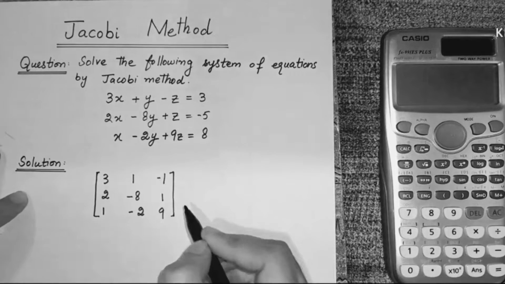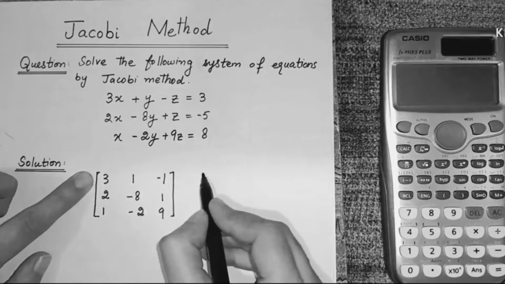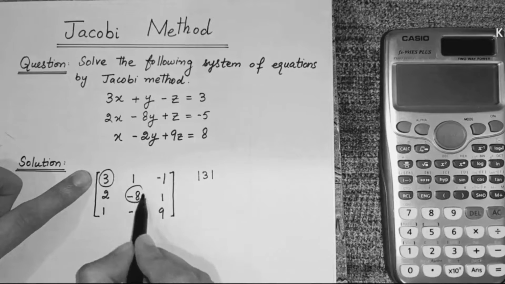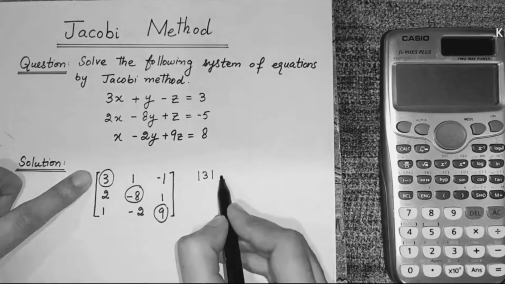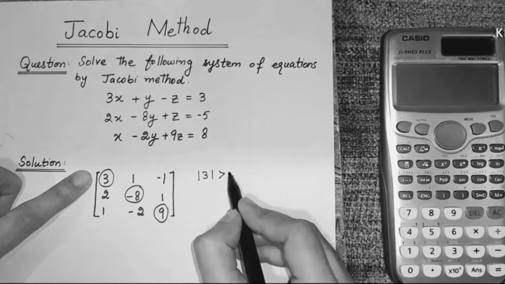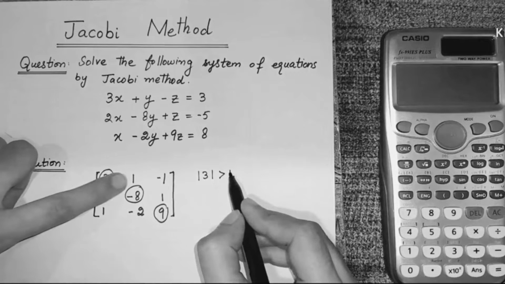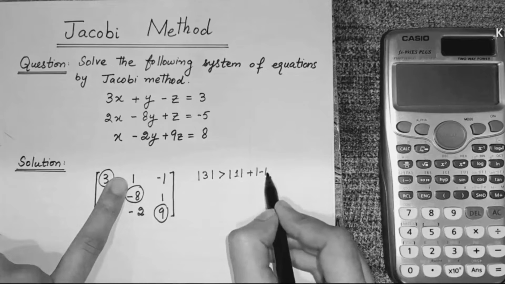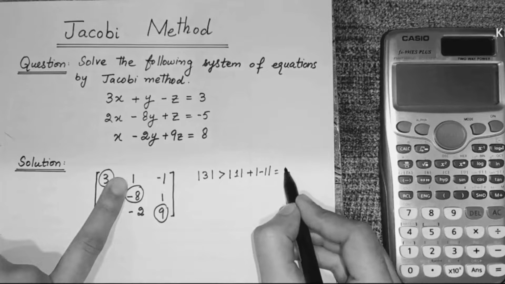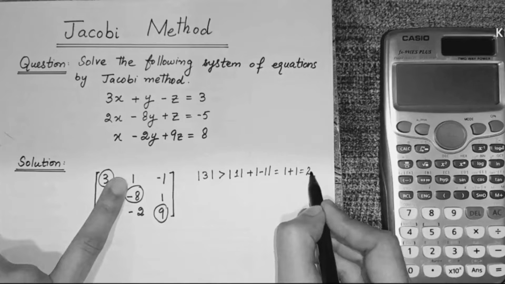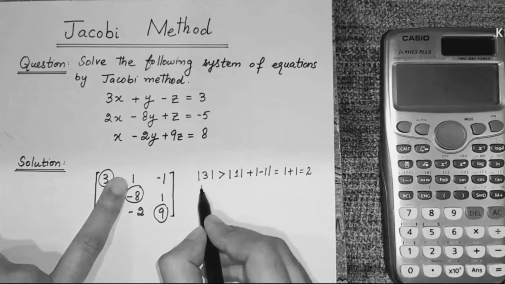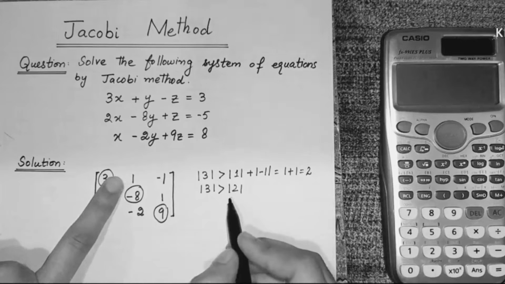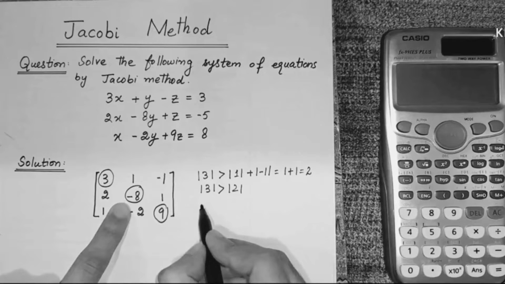Our system will be strictly diagonally dominant when the absolute value of these diagonal elements, this one and this one, is greater than the sum of the absolute values of the others. Here it is 1 plus the absolute value of -1, which is 1 plus 1, equal to 2. So as we can see, the absolute value of 3 is greater than the absolute value of 2. Similarly, let's check this one.